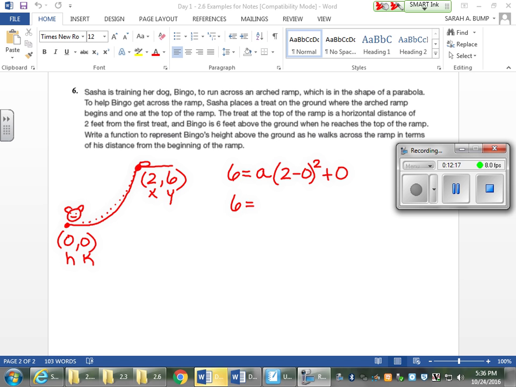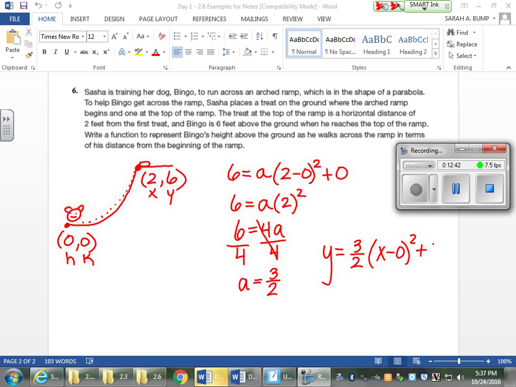We're going to get 6 equals a times 2 squared. 6 will equal 4a, and if we divide both sides by 4, a will equal 3/2, if you simplify 6/4. Therefore, our function for little Bingo here trying to get his treat is going to be y equals 3/2 times x minus 0 squared plus 0. You could leave it like that, but you could also just not write the zeros to get y equals 3/2 x squared. And that's technically standard form because h and k were 0.